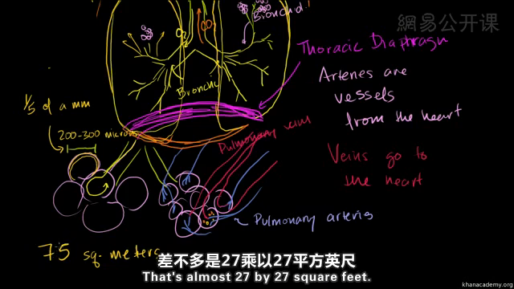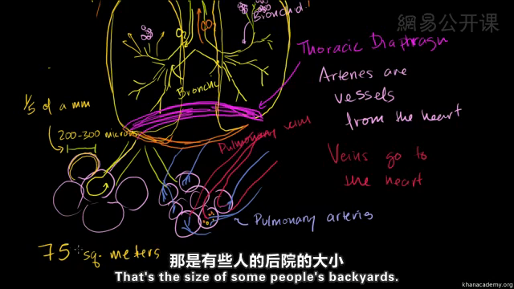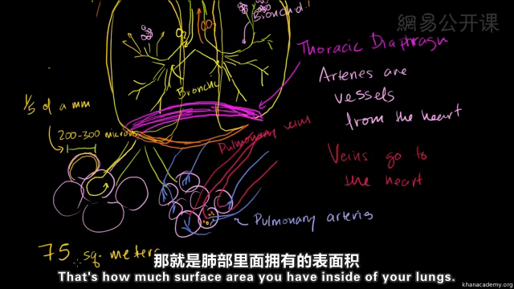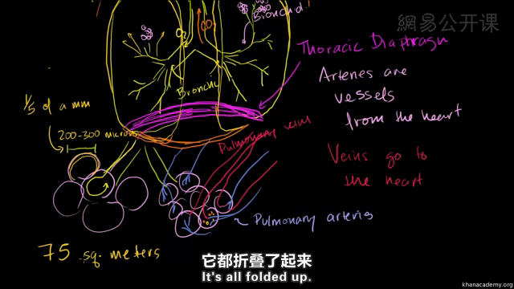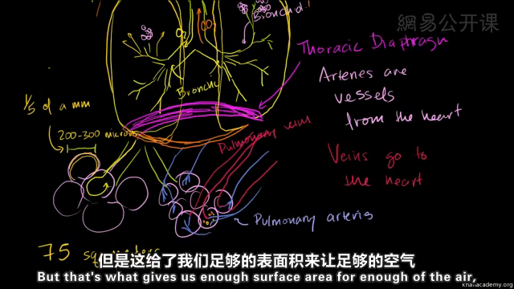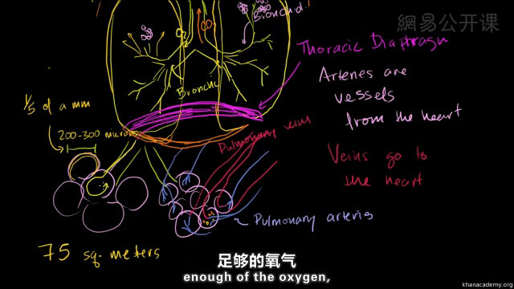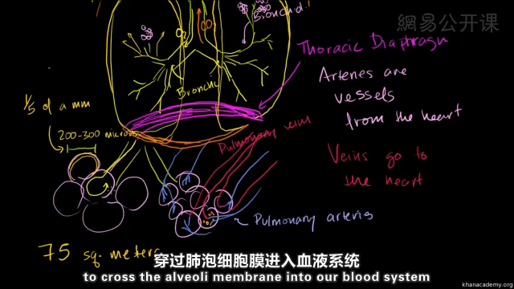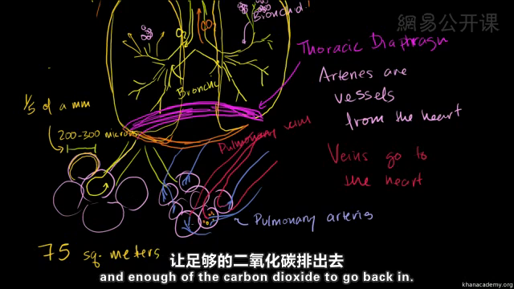That's roughly 27 by 27 square feet. That's the size of some people's backyards. That's how much surface area you have inside of your lungs. And it's all folded up. That's how it gets jammed into what look like relatively small lungs. But that's what gives us enough surface area for enough of the oxygen to cross the alveoli membrane into our blood system, and enough of the carbon dioxide to go back in.